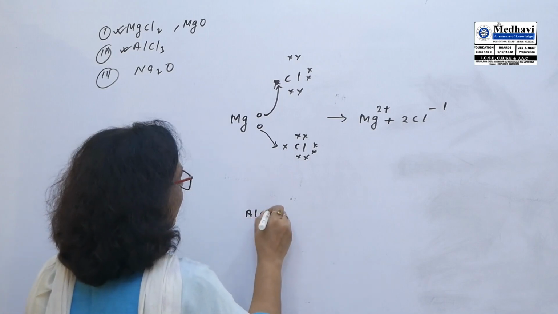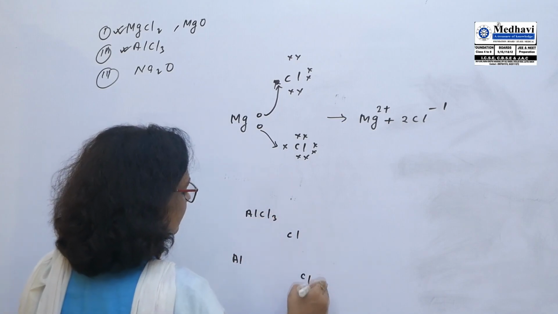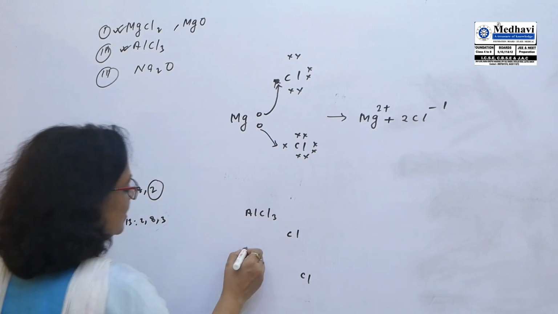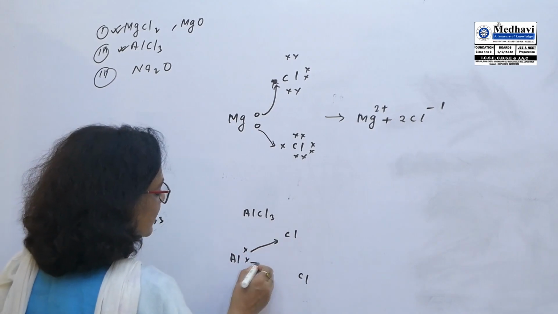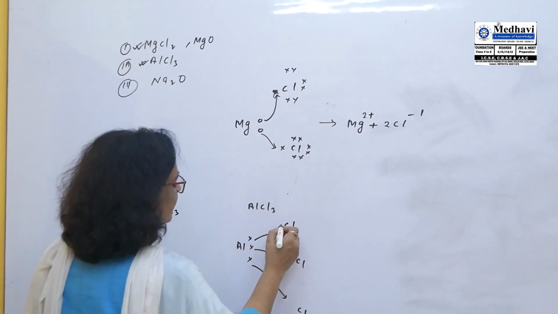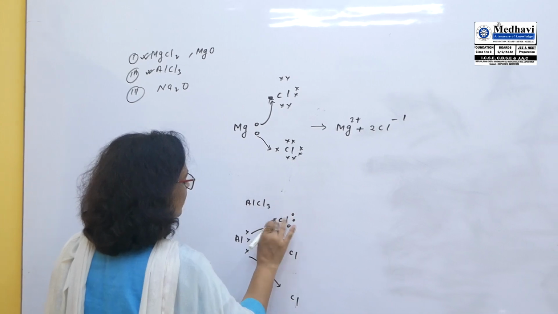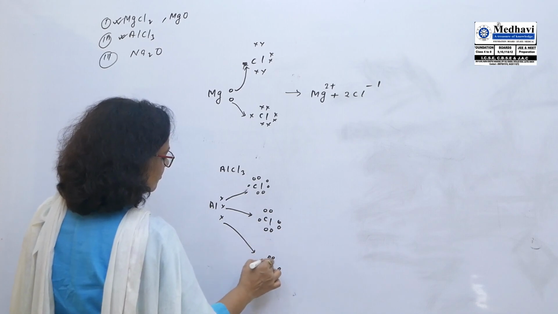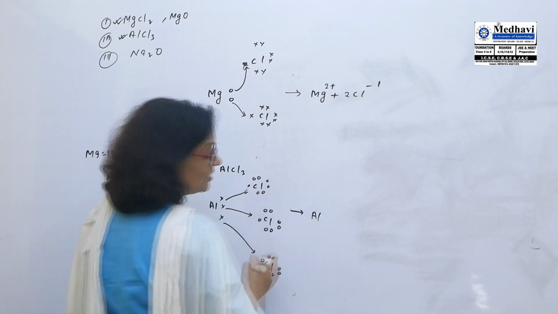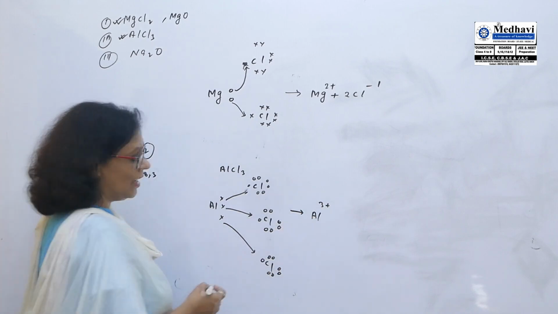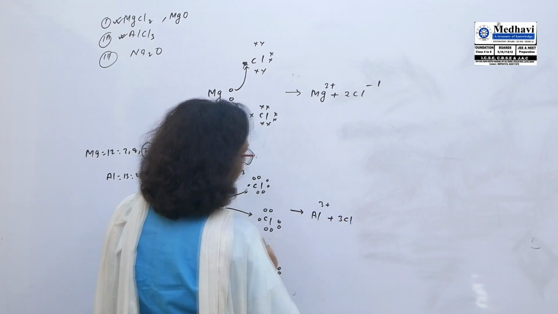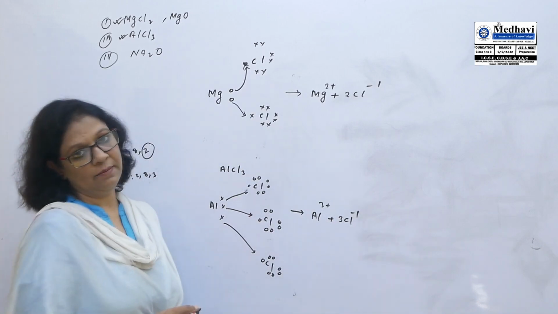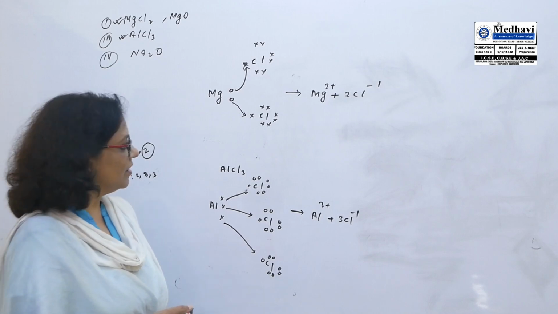Similarly, in the case of aluminium chloride, there is a single aluminium and 3 chlorine atoms. Aluminium's atomic number is 13, so its valence electrons are 3. Out of the 3 valence electrons, 1 it gives to the first Cl, the second Cl and the third Cl. Here the same thing, 7 electrons. After transferring, as aluminium has given 3 electrons, it will develop 3 positive charge, and each of the 3 Cl has taken 1 electron, so 1 negative charge develops. So in this way, ionic bond formation occurs.